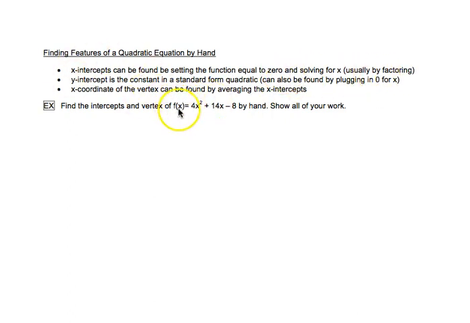So set the function equal to 0 means we put 0 in place of f of x. So we're going to have 4x squared plus 14x minus 8 equals 0. So it says usually by factoring. Remember that we learned 5 different ways to solve quadratics, and because this says by hand, that would eliminate solving by graphing. But the other methods would be up for grabs, but typically factoring is the one that works.